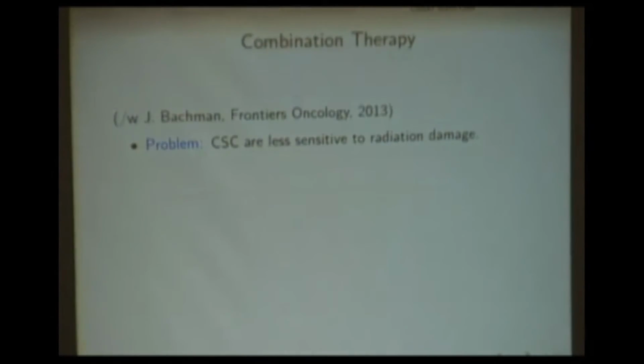So now we did the same with the differential equation model, and then analyzed further with the student Jeff Bachman what to do about it. So how can we control this anomalous growth of the stem cells?